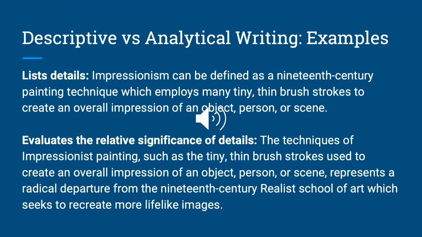So in this sentence, it does contain some of that detail. It does define Impressionist painting and things like the tiny thin brush strokes. But it situates it within the history of art in the 19th century and shows why these brushstrokes are so important, what they mean, why they're such a defining feature. Hence why this is a more analytical sentence and would be much stronger in an academic essay.